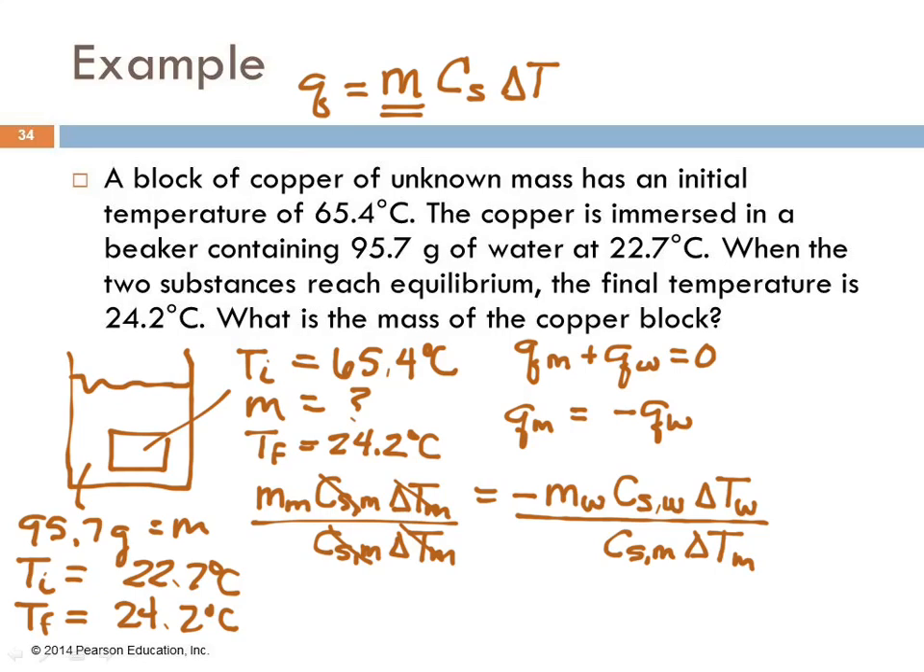Well, we haven't found out what delta T is. Delta T for the water is the final minus the initial. So we've got final and initial. We can calculate that. It's the final, 24.2, minus the initial, 22.7. 24.2 minus 22.7 is 1.5.